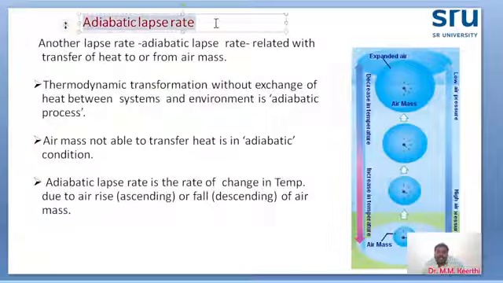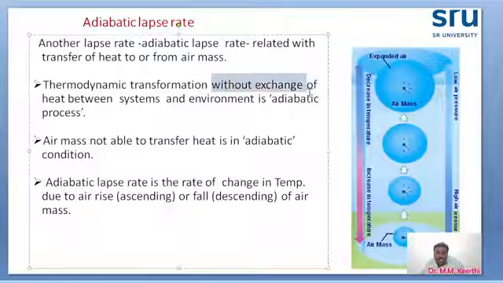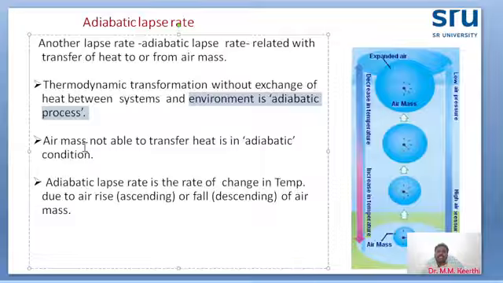Okay, what is the adiabatic lapse rate? Here the important lapse rate comes under the adiabatic lapse rate. There are two types of adiabatic lapse rates: the dry adiabatic lapse rate, and the saturated or wet adiabatic lapse rate. An adiabatic process is a thermodynamic transformation without exchange of heat, carefully listen, without exchange of heat between the system and the environment. If the air mass is not able to transfer heat, it is in an adiabatic condition.